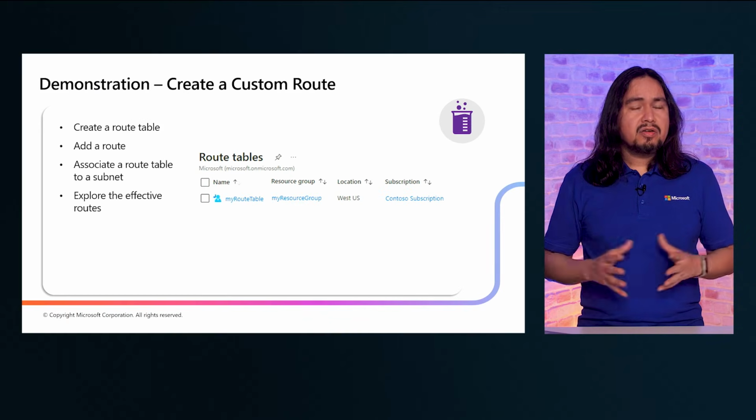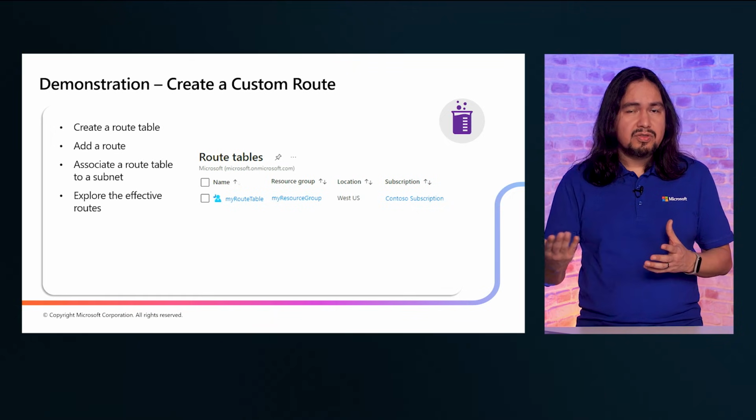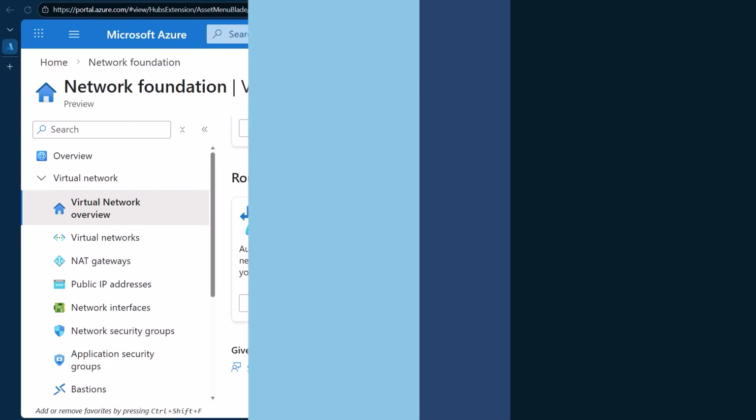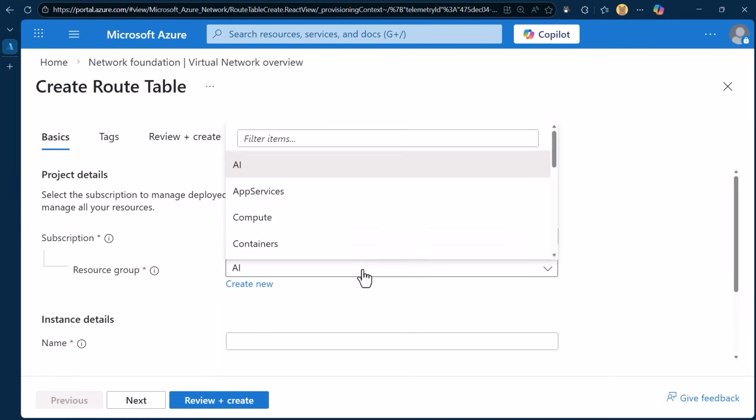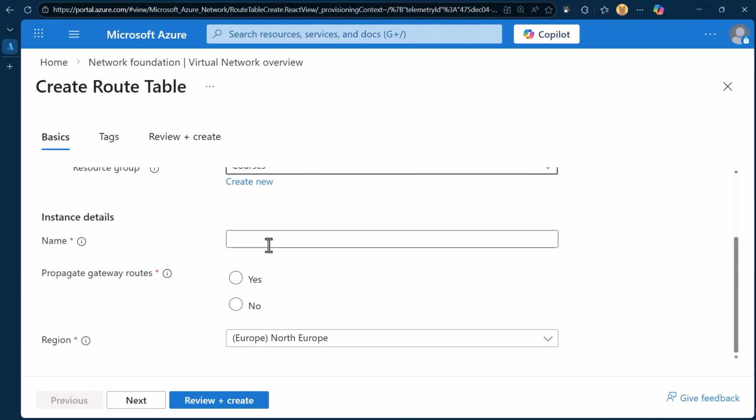So now let's take a look at how to create a route table, add a route to it, associate the route table to a specific subnet, and explore the effective routes. In this demo, we're going to create a user-defined route by creating a new route table. So we're at the virtual network overview, and the routing piece is just going to create a route table. We're going to select the resource group that we have for all resources, and I'm going to name this route table user-defined route 1.